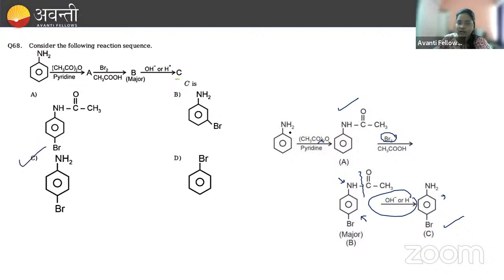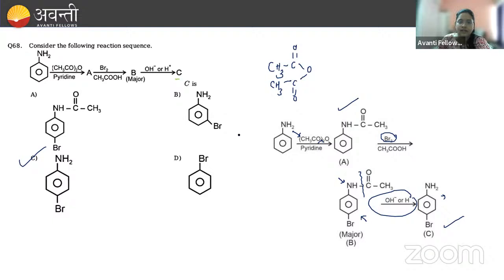Any doubt here? What has happened? NH2 reacts with the acetic anhydride. Do you know the structure of this? CH3, CO, O, CO, CH3. This is the structure. Next, any doubt? You get the reaction, right?